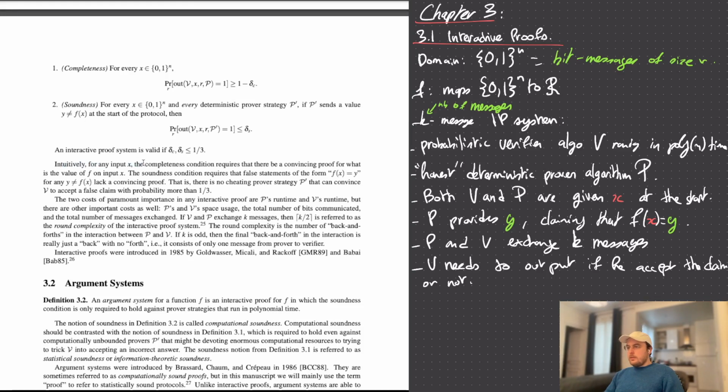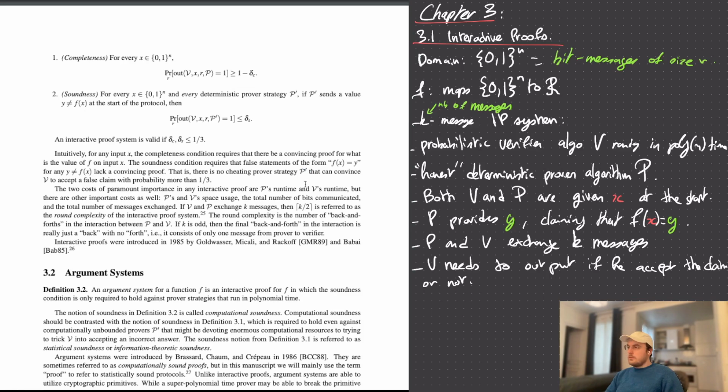Intuitively, for any input x, the completeness condition requires that there be a convincing proof for the value of f in the input x. The soundness condition requires that a false statement of the form f of x equals y, for y not equal to f of x, has no convincing proof. Okay, so we already know that. That is, there is no cheating prover strategy P prime? I don't remember how we say this, so it's okay.